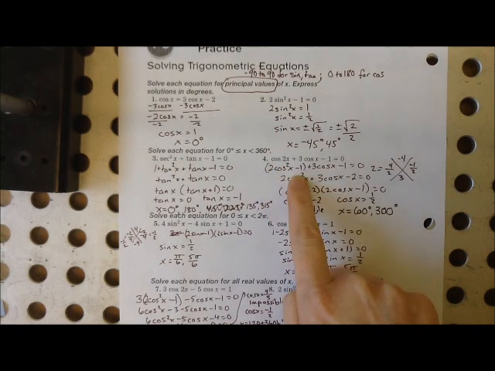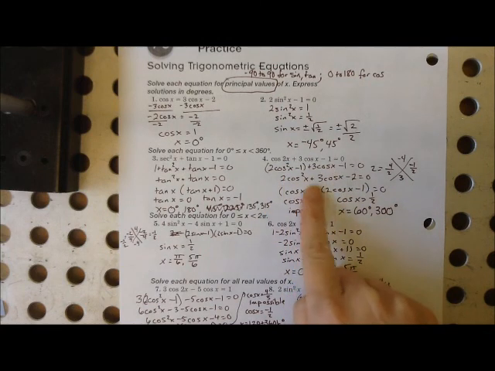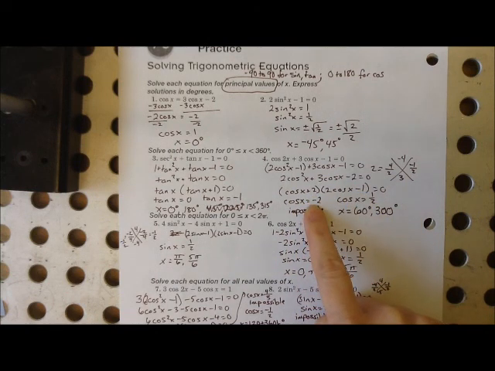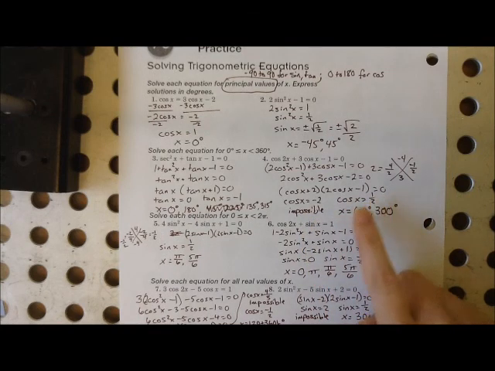Number 4, you want to replace cosine 2x, but you still want it only to have cosine, so you're going to use this formula for cosine 2x. Group them. You got to factor that. This gives you cosine x plus 2 times 2 cosine x minus 1. Cosine x can never be negative 2, so that doesn't give us an answer. Cosine of x is 1/2 at 60 degrees and 300 degrees.